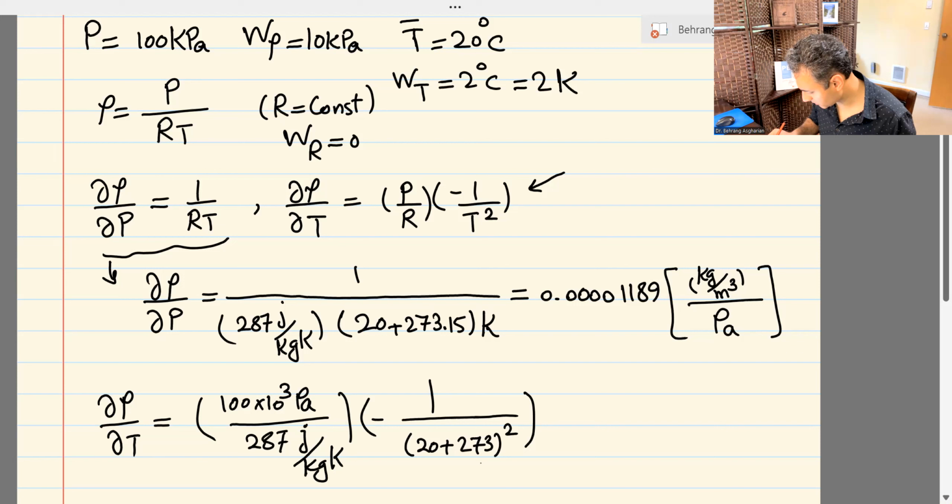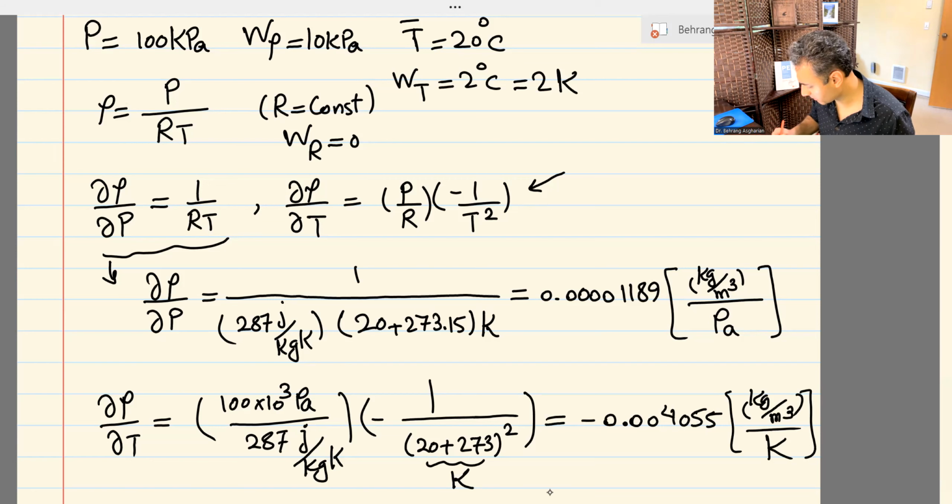So this whole thing is Kelvin, right? Make sure the unit is Kelvin. After you calculate this, I already calculated this one too. I get a value of negative 0.00455. What's the unit? The unit is obviously kilograms per meters cubed over Kelvin. That's the unit, because you took the derivative of density with respect to temperature. Clean that up. Okay, that looks better. Now we got everything.